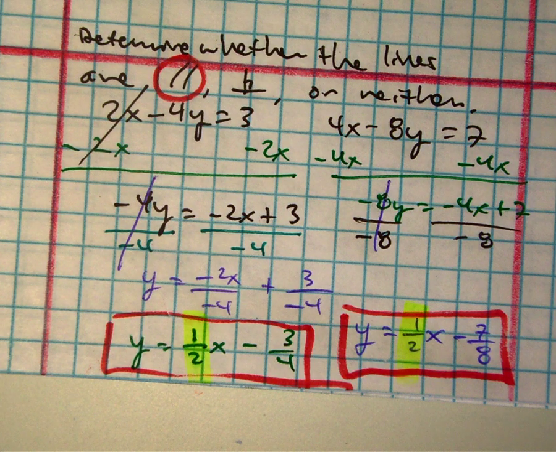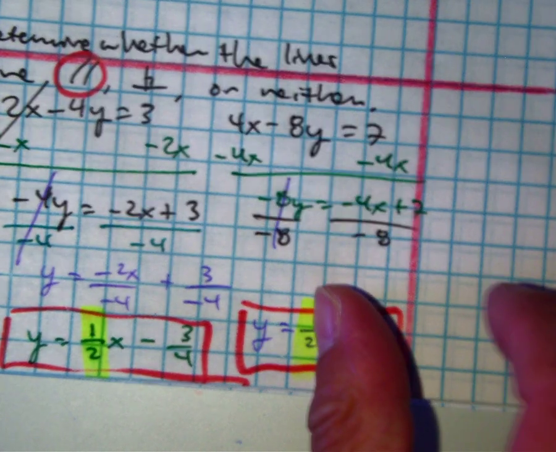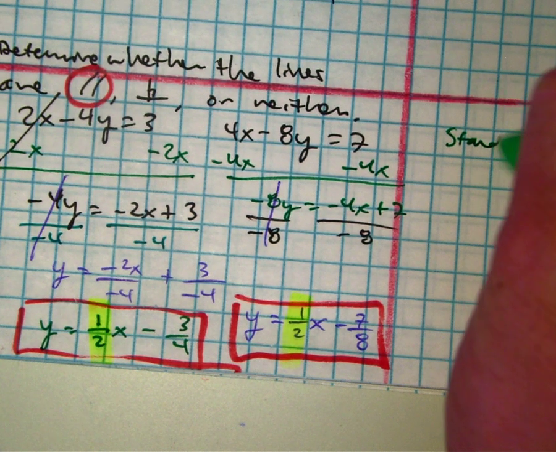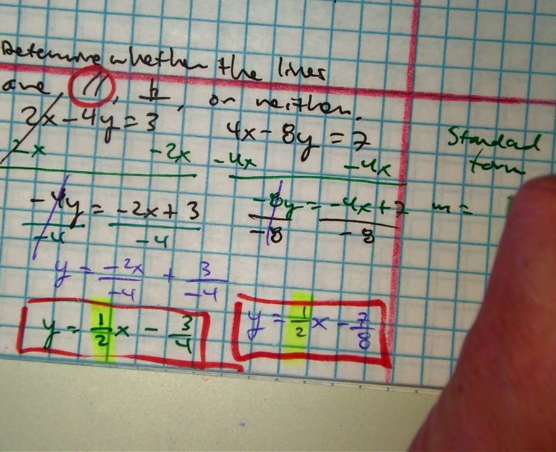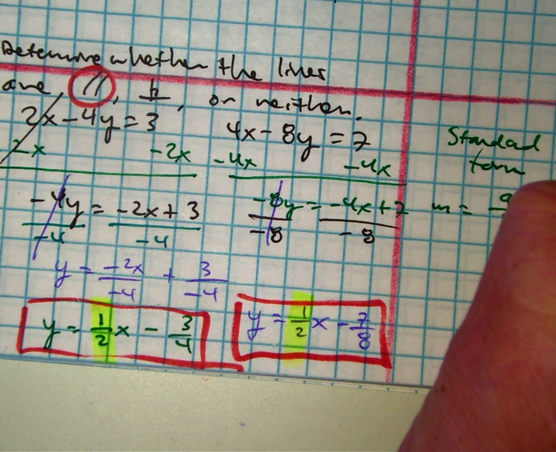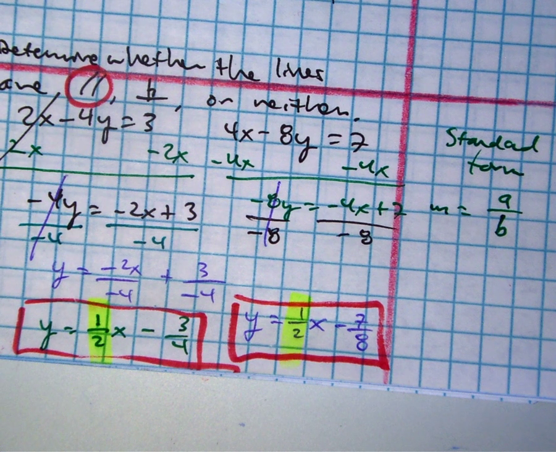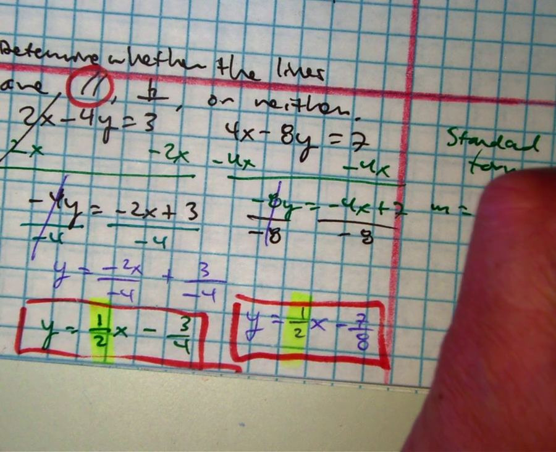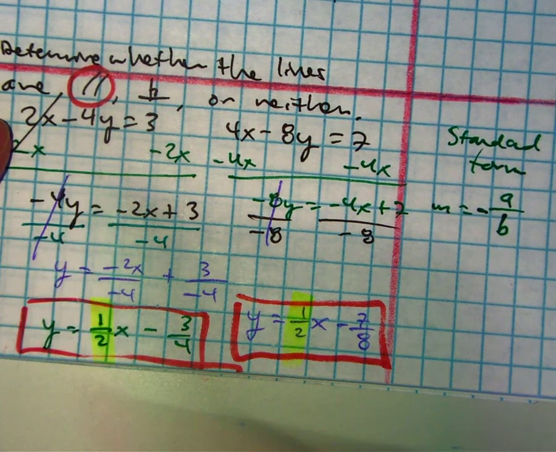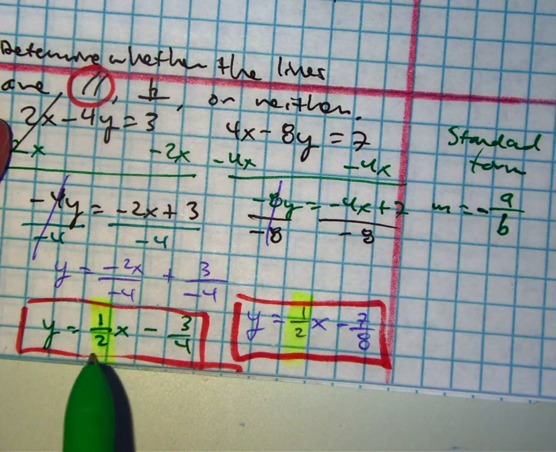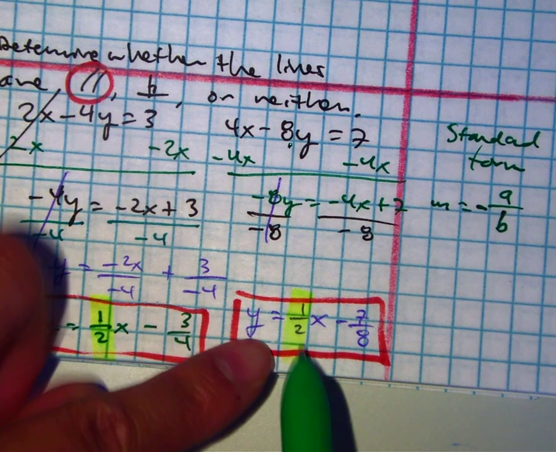Ready for the shortcut? In the beginning, we said that these are in what form? Standard form. You can add this to your notes. In standard form, the shortcut is the slope is equal to a over b. Actually, it would be the opposite. So if you took 2 over negative 4, that would give you negative 1/2. And you take the opposite of that, that would give you 1/2. 4 divided by negative 8 is negative 1/2, and the opposite of that would give you a positive 1/2.